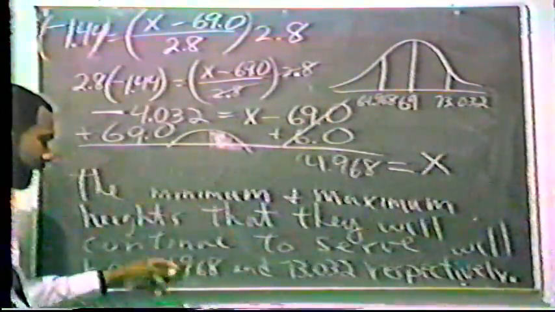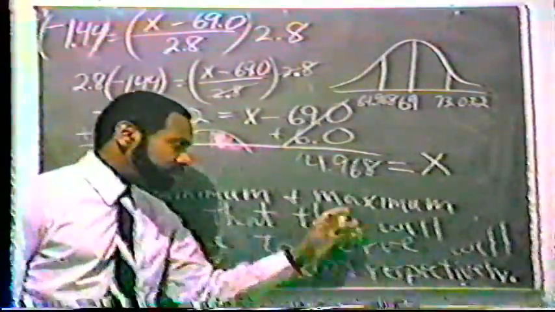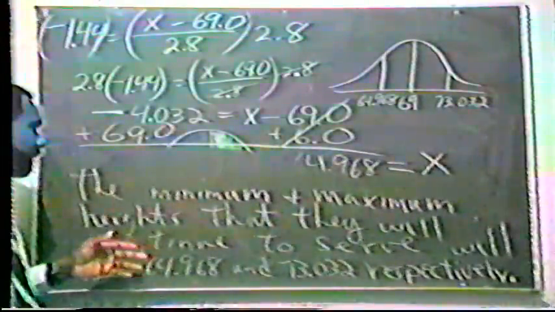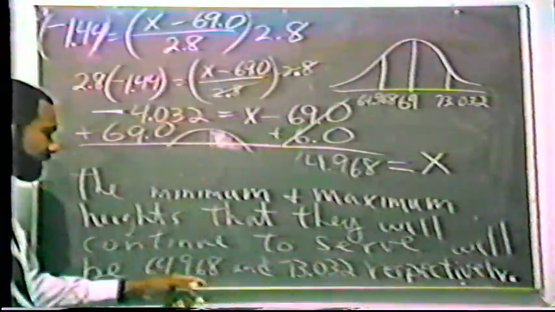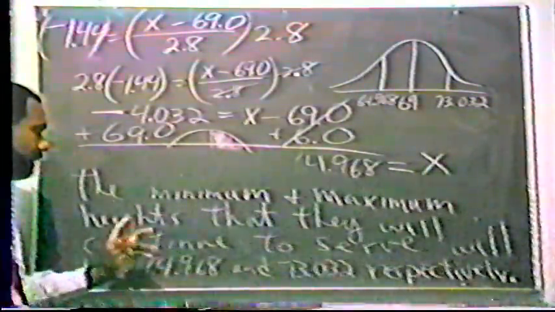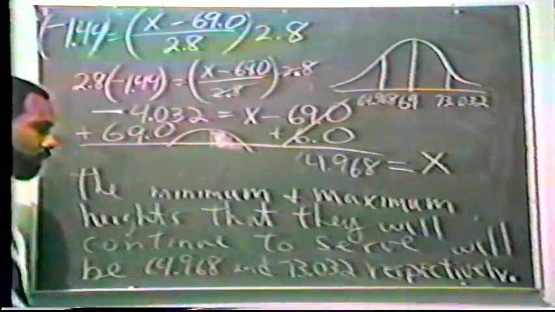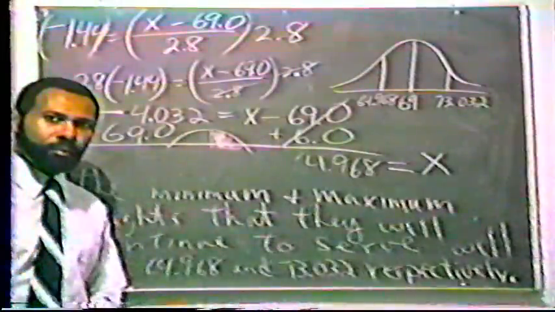This means that the minimum is the 64.968. That's the first one. And the maximum is the 73.032. That's the last one. We could just have said that the minimum height that they will continue to serve is 64.968. The maximum height they will continue to serve is 73.032. So we could have stated our conclusion in that way.